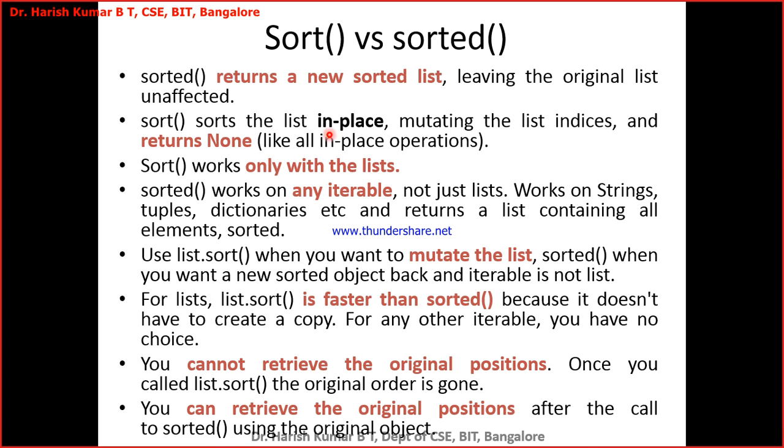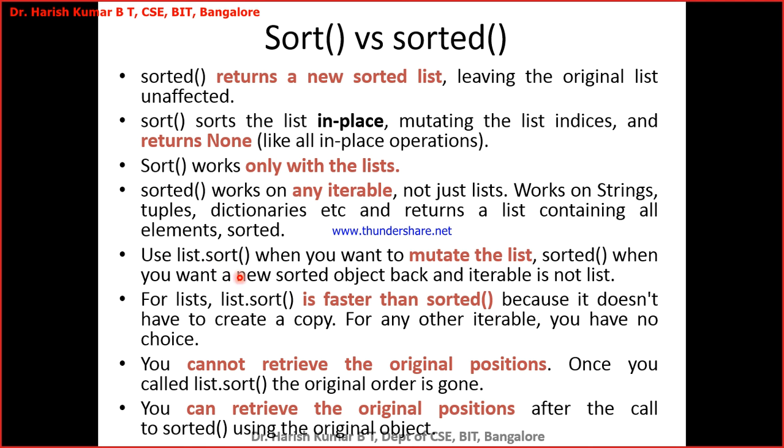And a few differences. First thing is, sorted returns a new sorted list, but sort will not return anything. And sort works only with the list, and sorted works with any iterable. So it can be a list, it can be a tuple, it can be a set, it can be a dictionary, it can be a string. Sort works only with the list, but sorted works on all of these things.